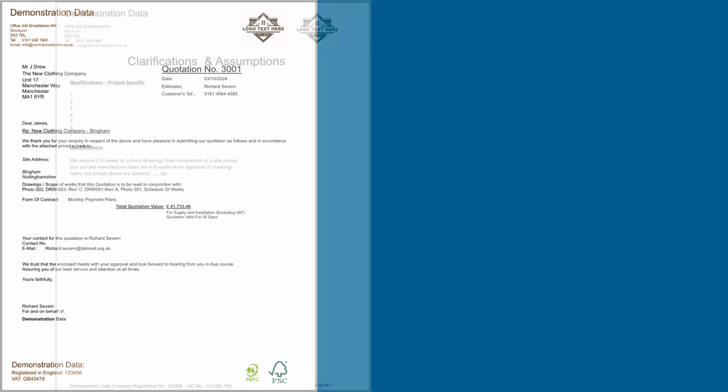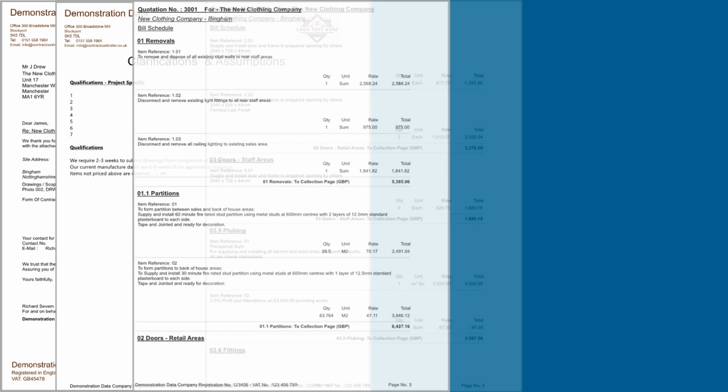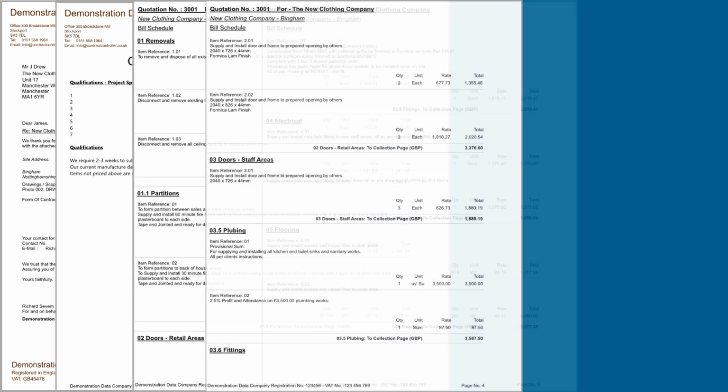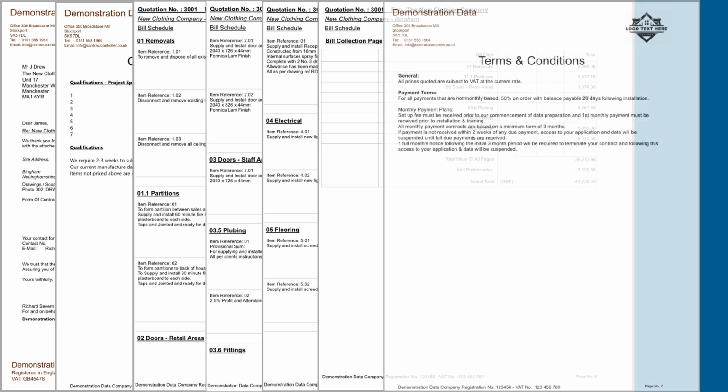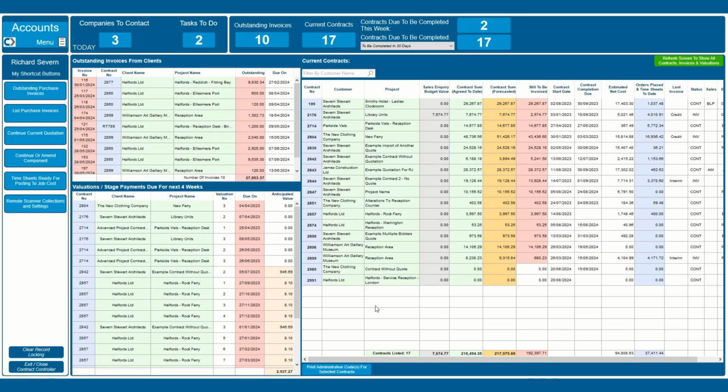Any clarifications are printed, and then the bill schedule with items grouped and subtotaled, as per their entered headings and bill references. The last page will detail your company terms and conditions. This quotation document may be printed or formed as a PDF. So, there we have a very brief overview of preparing a quotation from start to finish.